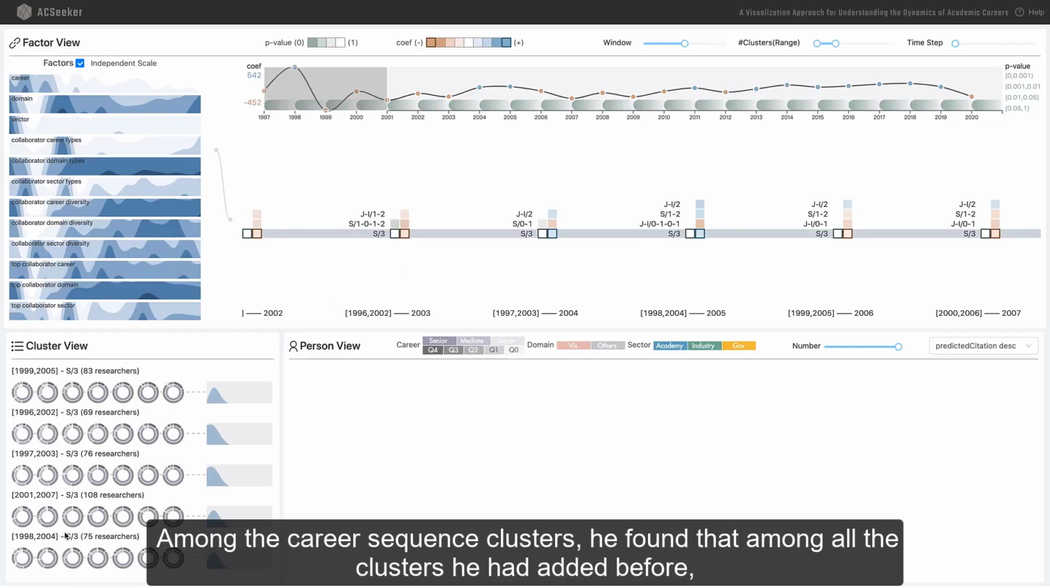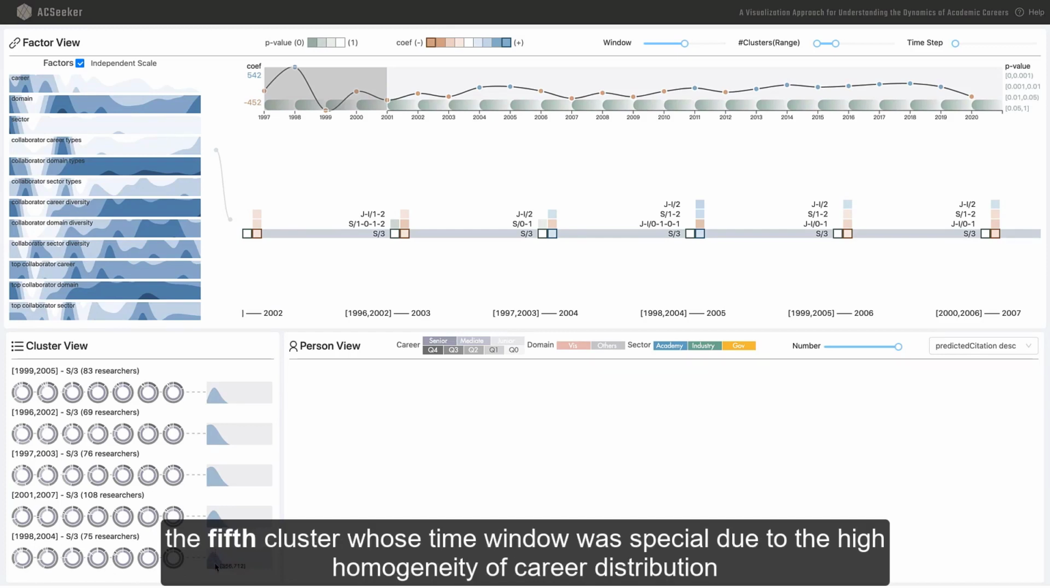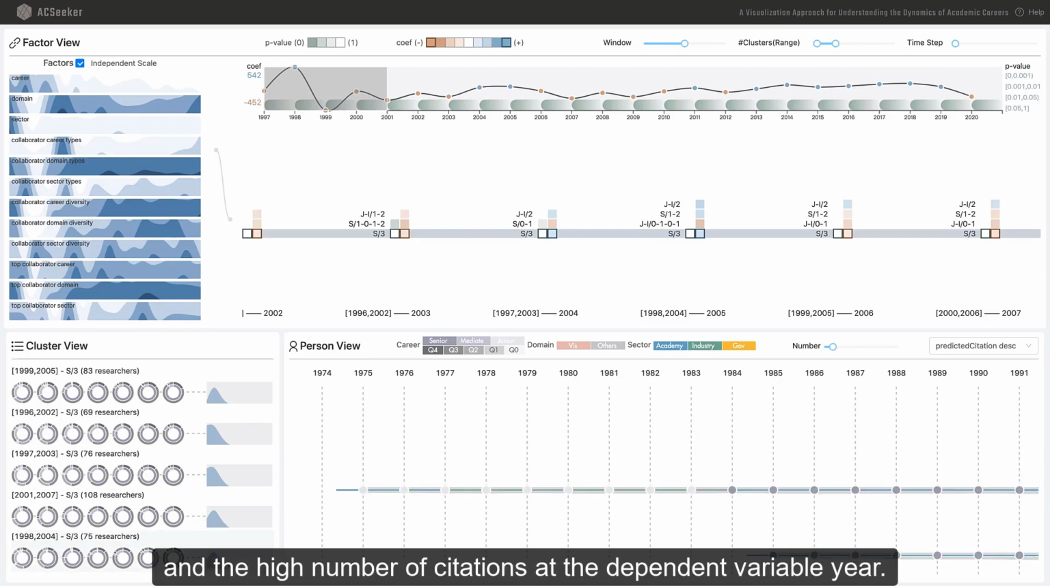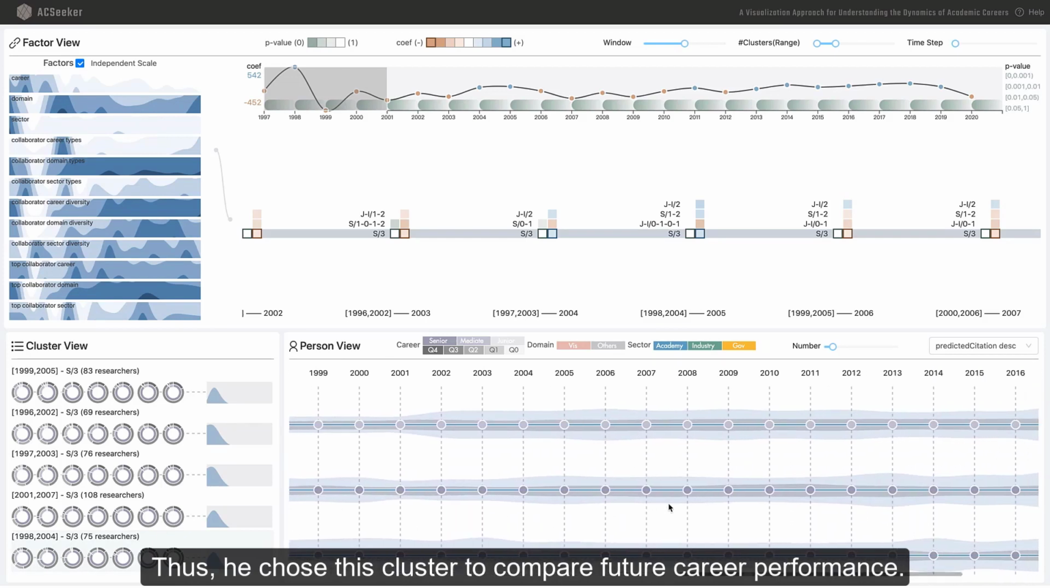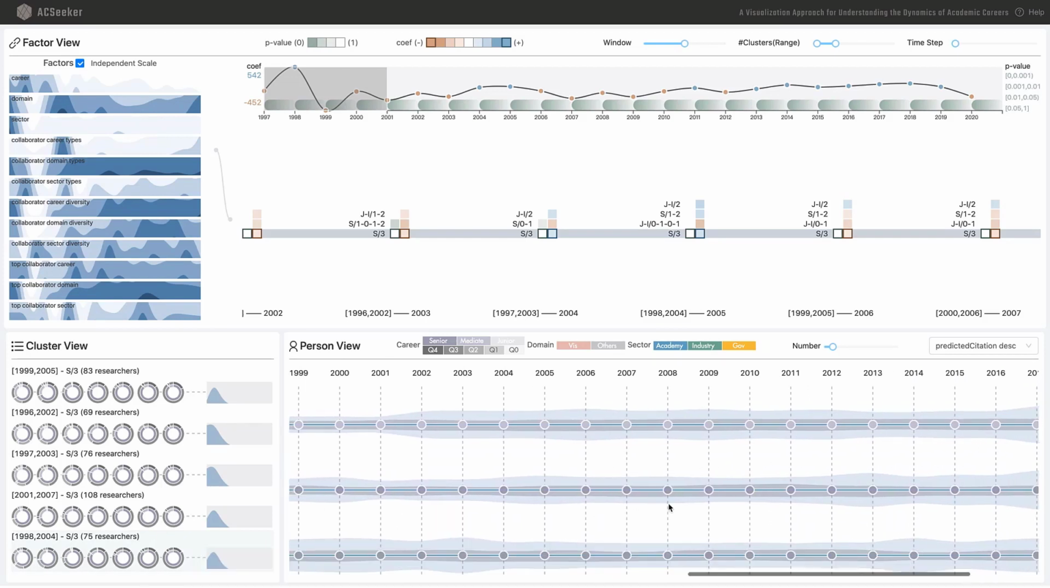Among those career sequence clusters, he found that among all the clusters he had added before, the 5th cluster, whose time window was special due to high homogeneity of career distribution and high number of citations at the dependent variable year. Thus, he chose this cluster to compare future career performance.